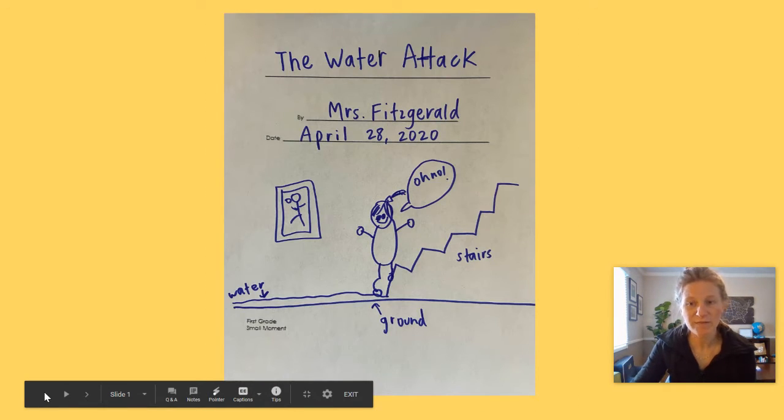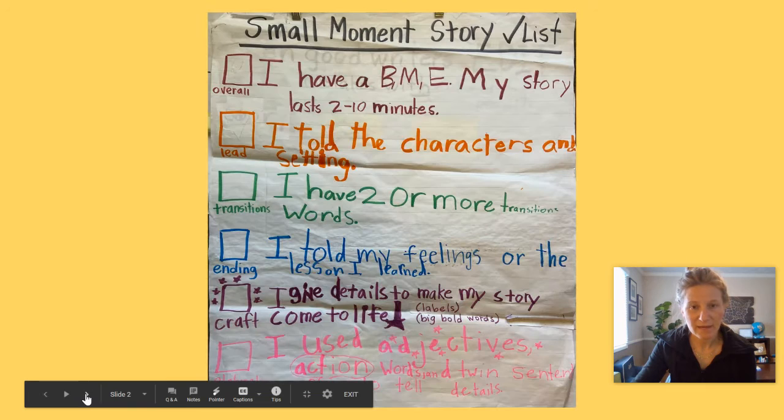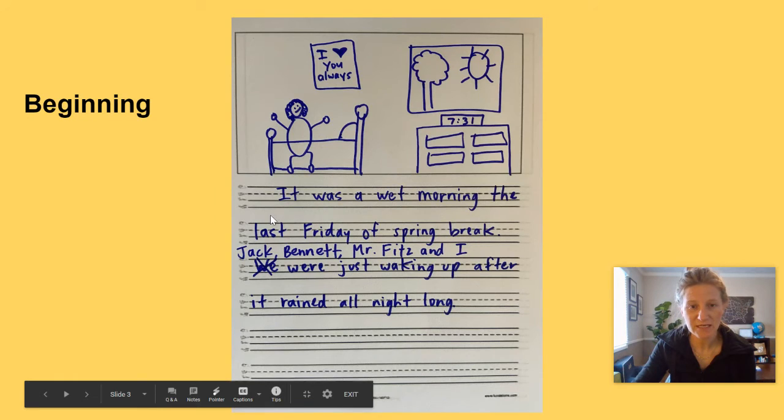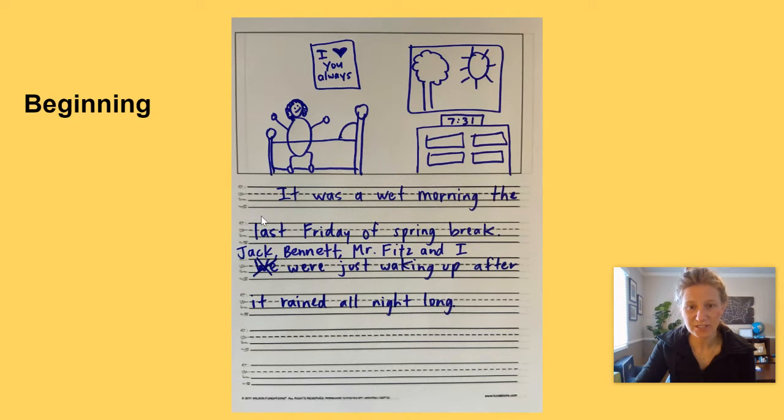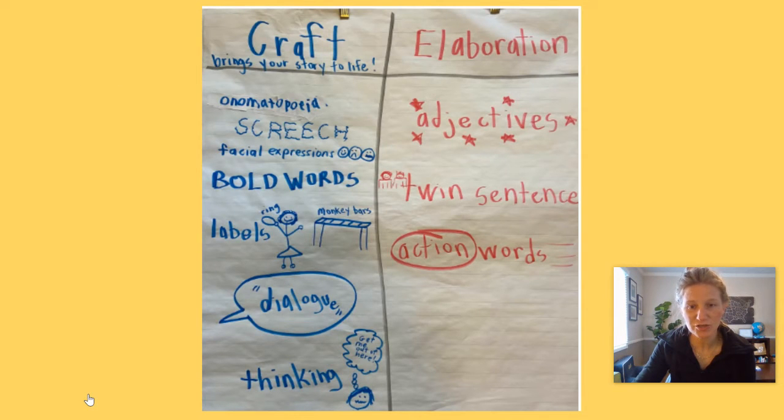So if we remember from yesterday, my story is called The Water Attack. And in my beginning, I included the setting and the characters. It was a wet morning the last Friday of spring break. Jack, Bennett, Mr. Fitz, and I were just waking up after it rained all night long. So for my middle, I have written two examples. And I'm going to go over these examples of craft and elaboration with you. And then I'm going to have you pick which example you think makes the best middle part of my story.